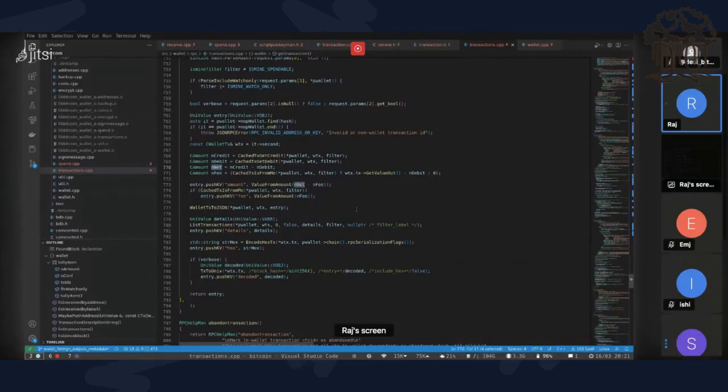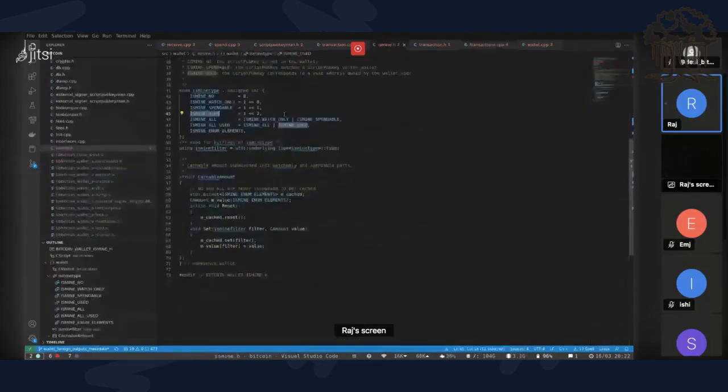This is the is mine filter. And this is mine filter is a type definition called is mine type, which is an enum and which is a flag, basically a bit flag that determines different is mine conditions. And it can say whether this output is mine watch only, is mine spendable, is mine used, is mine all, which is a mix of watch only and spendable, all used is all and used. So this is a flag that gets transmitted.